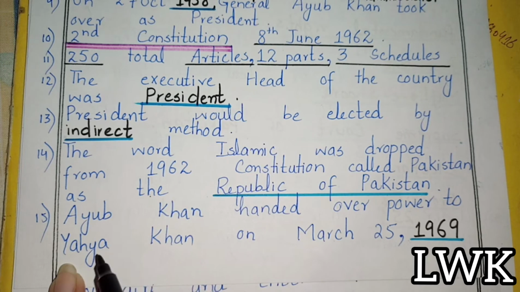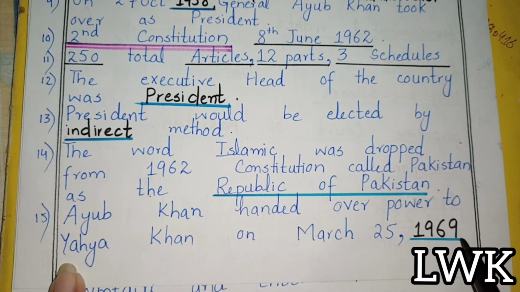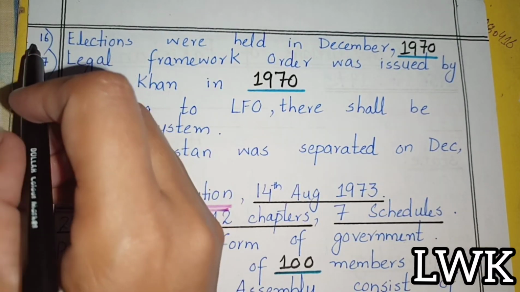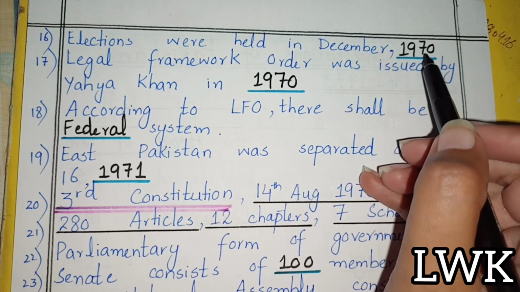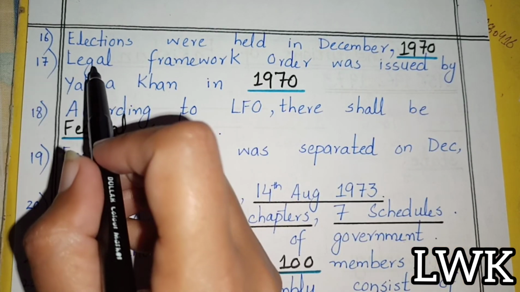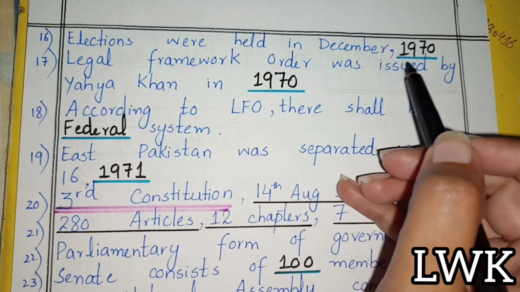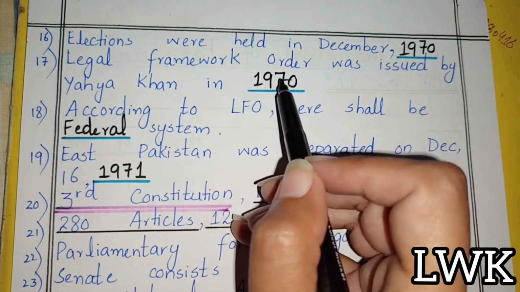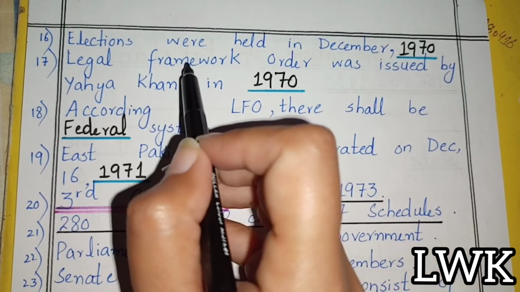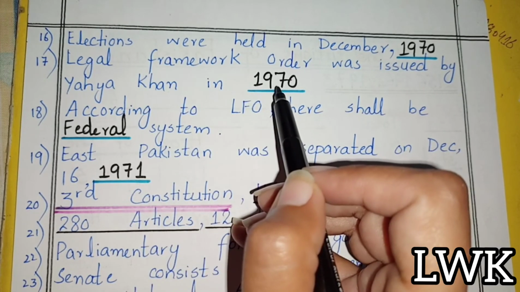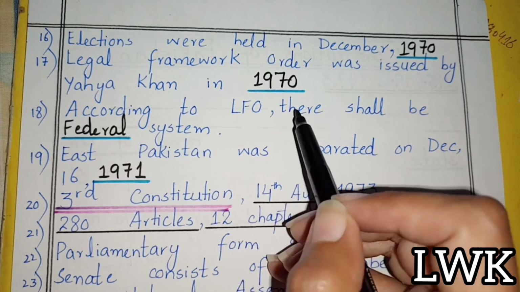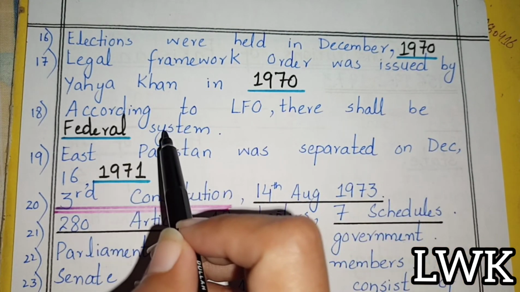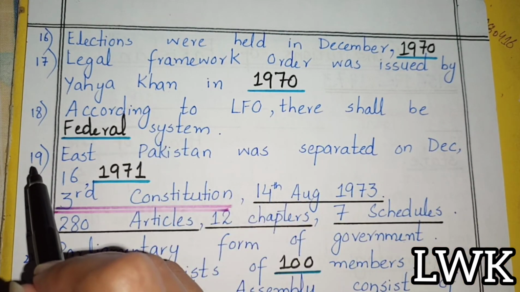After Ayub, Yahya Khan came on 25th March 1969. Question number 16, elections were held in December 1970. Question number 17, the Legal Framework Order was issued by Yahya Khan in 1970. So the Legal Framework Order was issued in 1970. Question number 18, according to the LFO, there shall be a federal system. Remember this.